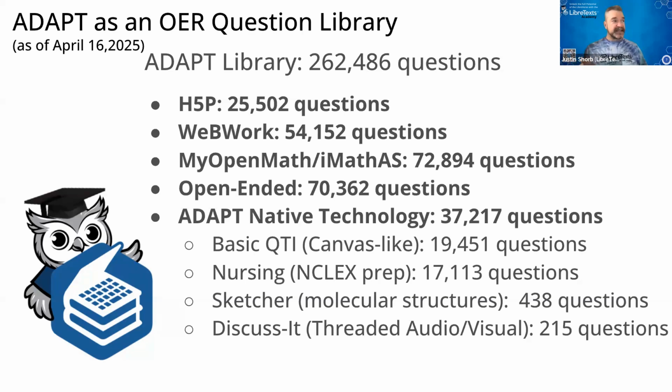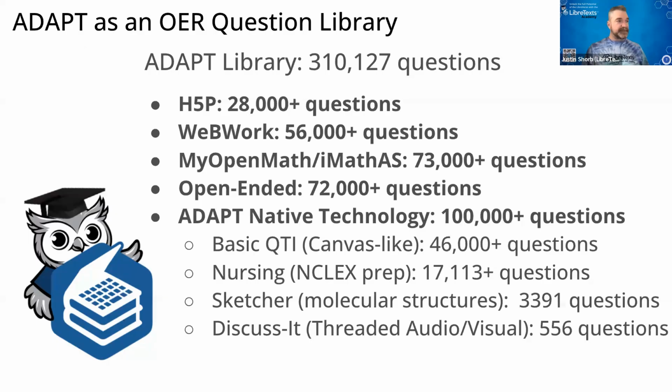So as of April 16th, this library had over 260,000 questions, and only about 438 Sketcher, which is one of our newer technologies, and only 215 questions that are discuss it based. Those are our two newest technologies that we've added. And I went through today and updated these numbers.